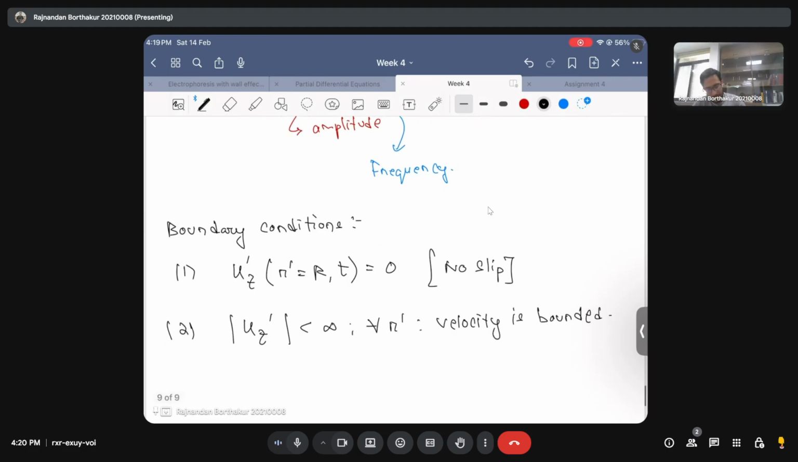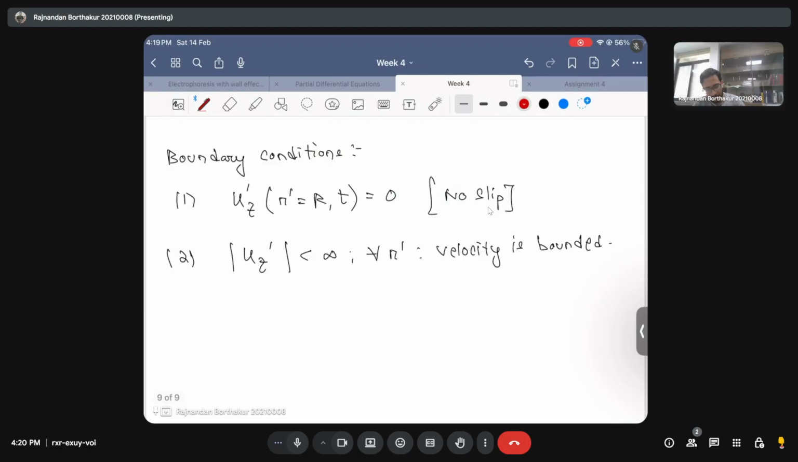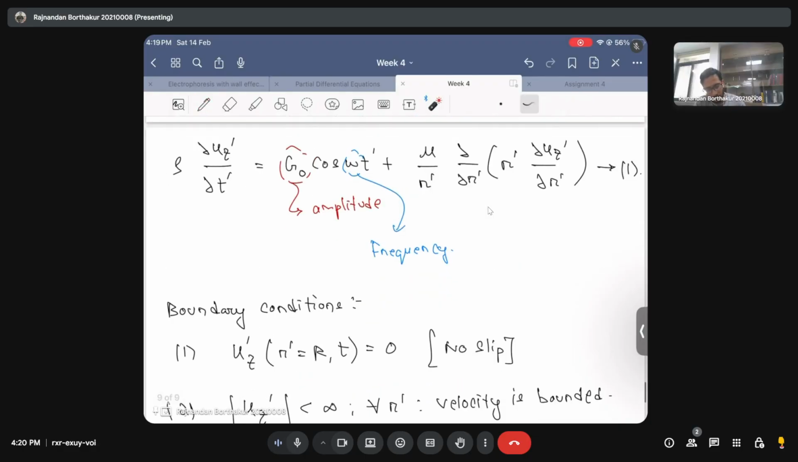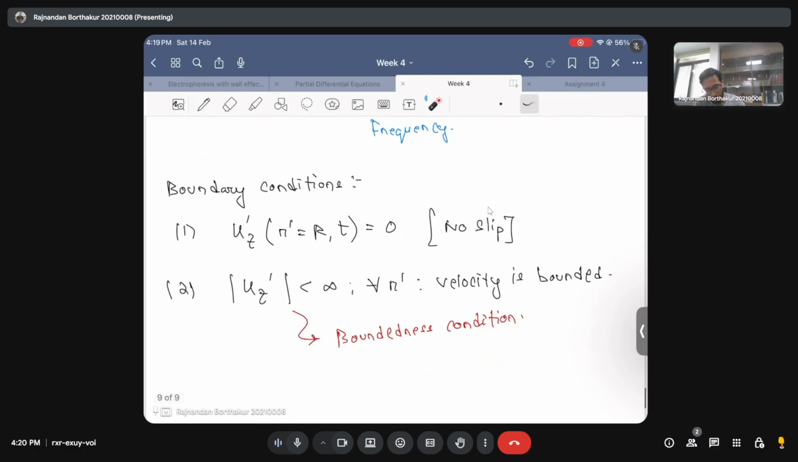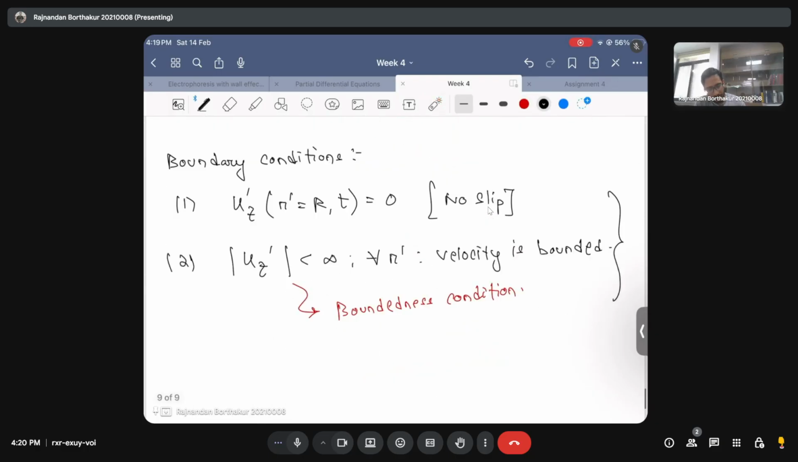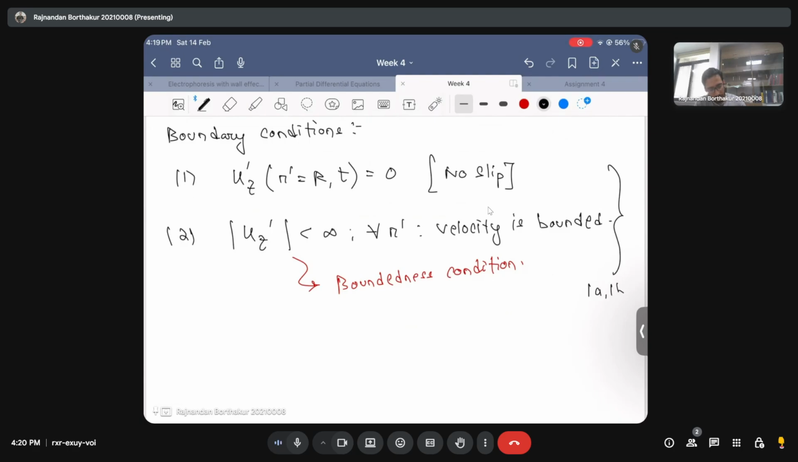So actually the second boundary condition is sometimes known as the boundedness condition. Physically what it says is that your velocity field cannot blow up. Okay, all right, so that's it. So this is the equation that we need to solve for, and these are the two boundary conditions that we should use. Typically I'll call them 1a and 1b.